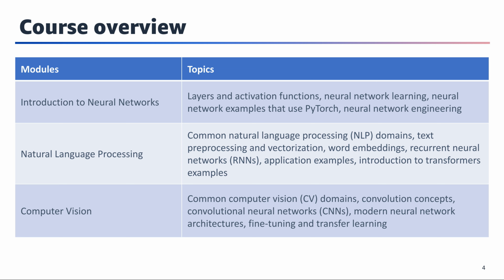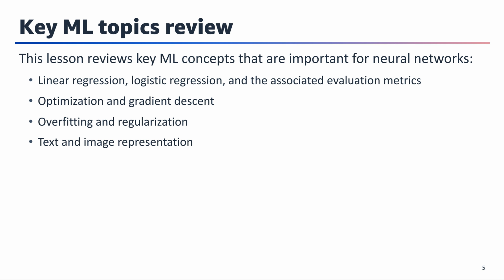This structured outline provides a comprehensive roadmap for the course, covering fundamental concepts and practical applications in neural networks, natural language processing, and computer vision. Before we proceed with learning about neural networks, we will begin with a review of key ML concepts. Namely, this includes linear and logistic regression and their evaluation metrics, optimization and gradient descent, overfitting and regularization, and text and image representation.